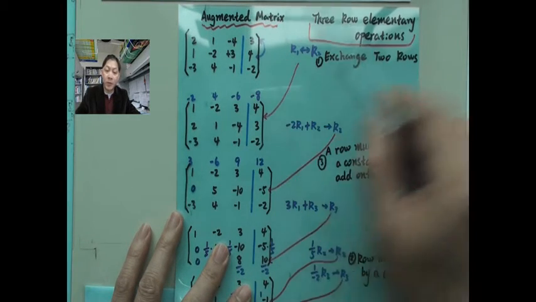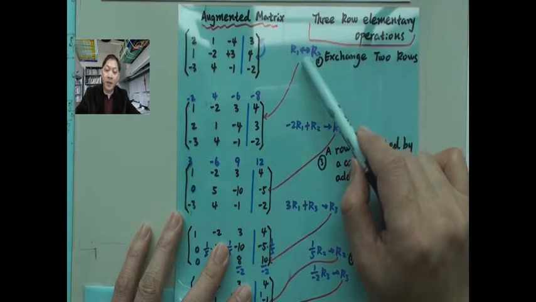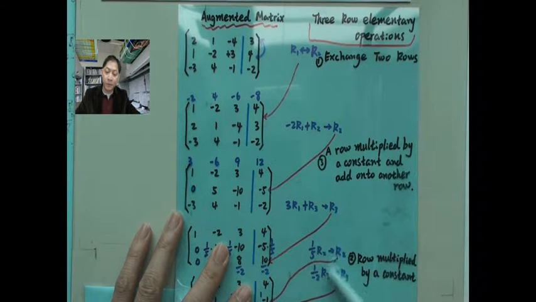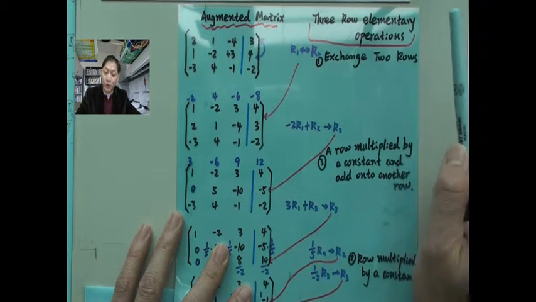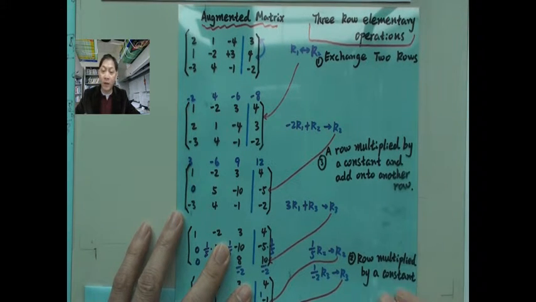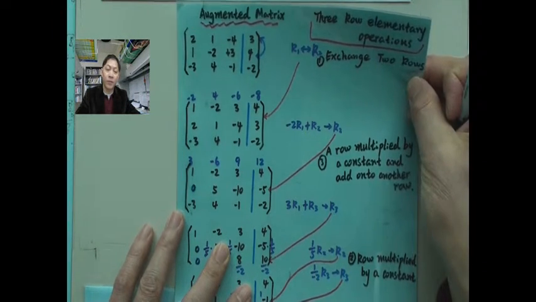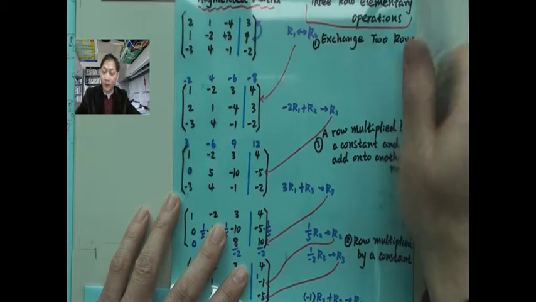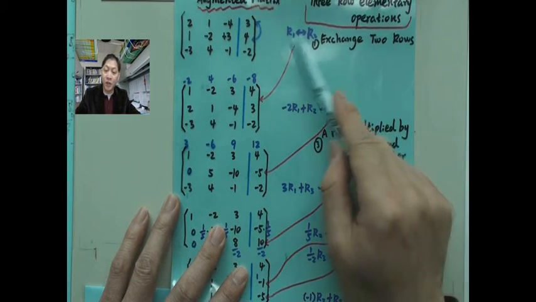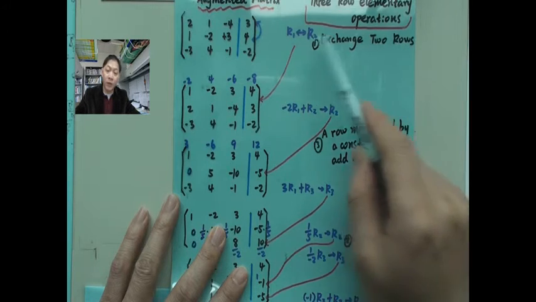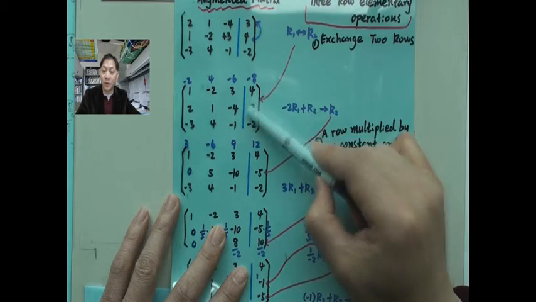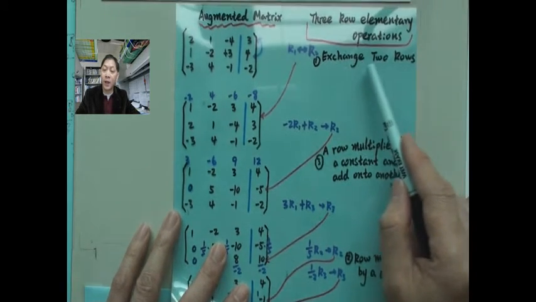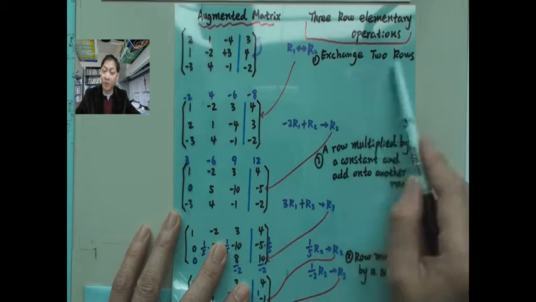This is a new concept, matrix. And then the things we did here are called row elementary operations. How many kinds of row elementary operations? There are 3. Look what we did right here. Exchange 2 rows. That's one kind. Very easy. Exchange those 2 becomes those 2. So this is one of the elementary operations, the first one.